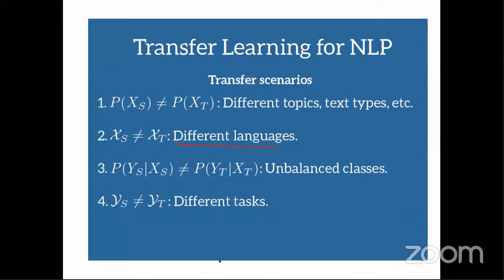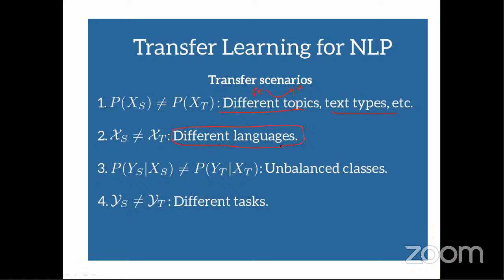The transfer scenario says different topics, different text types. I explained the different text types and topics. One may be the news domain. If you take the news domain data, you can make use of it to improve analysis on academic data, the academic research publications you are analyzing. So that is the different type of text. Different languages is the other thing.